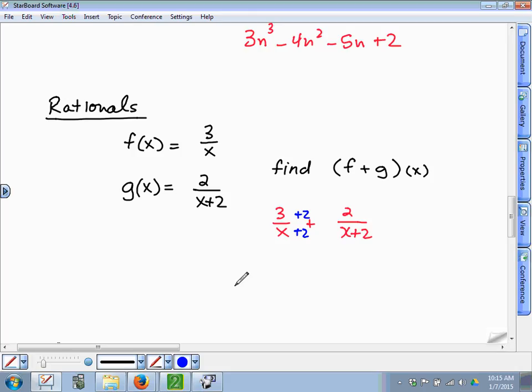You can't add something to a denominator to change the denominator. You can multiply something to it. You can't add to it. So this denominator has an x plus 2. This one does not have an x plus 2. So what does it need? It needs an x plus 2 over x plus 2. But now this denominator has an x plus 2 and it has an x. This one only has an x plus 2. So it needs an x over x. Both denominators have to have the exact same thing.